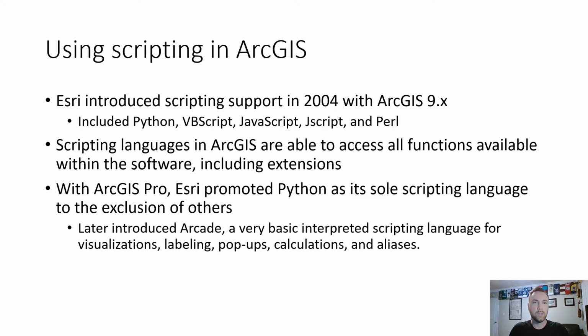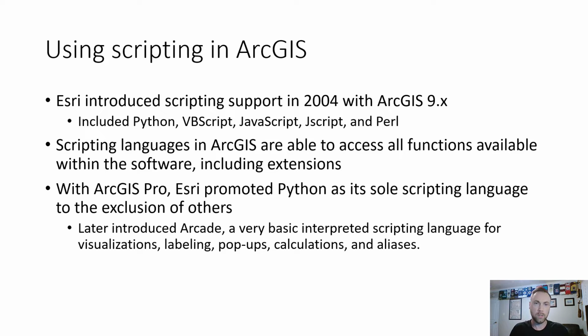So, using scripting in ArcGIS. Esri introduced scripting support in 2004 with the introduction of ArcGIS 9.0, and initially they included Python, VBScript, JavaScript, JScript, and Perl. Over the years, Esri tended to favor VBScript and Python sort of equally, and the others sort of fell out. And then eventually, with the introduction of ArcGIS Pro, Esri promoted Python as its sole scripting language to the exclusion of the others. So that's when VBScript, JavaScript, JScript, and Perl fell out entirely.